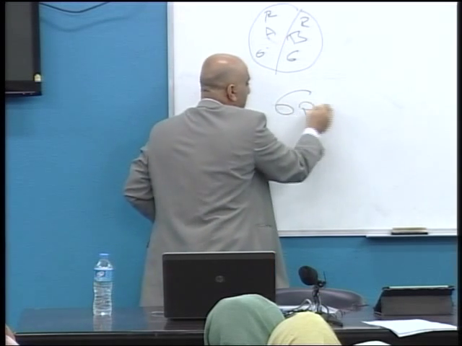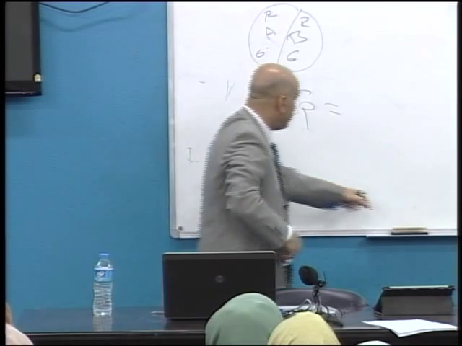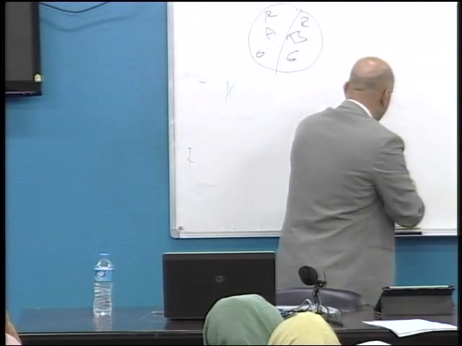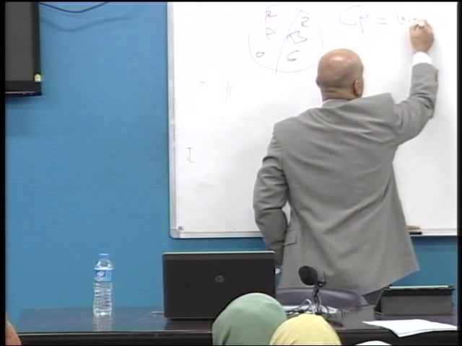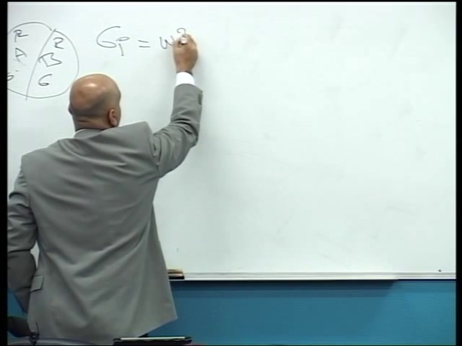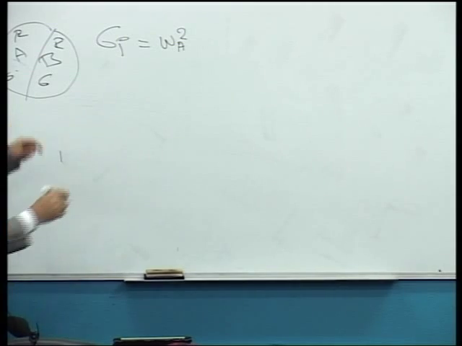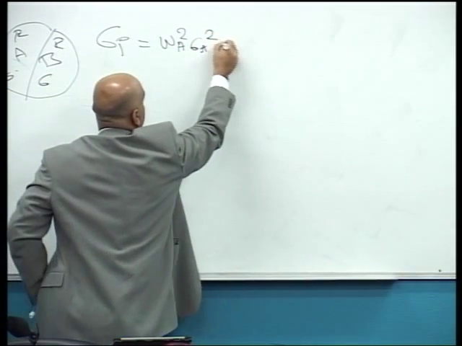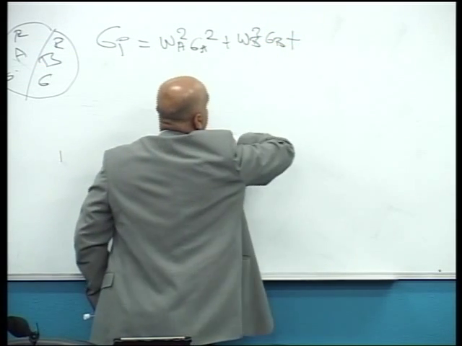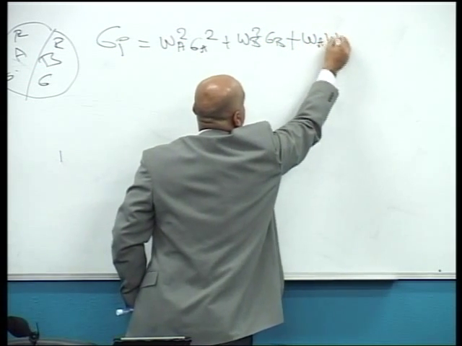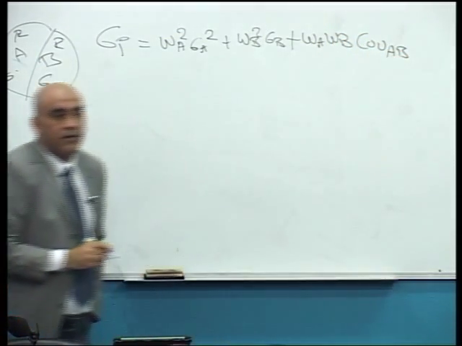To calculate the sigma of the portfolio, sigma P is equal to the square root of W of A squared, sigma A squared, plus W B squared, sigma B squared, plus W A, W B, the covariance of A B. Okay?